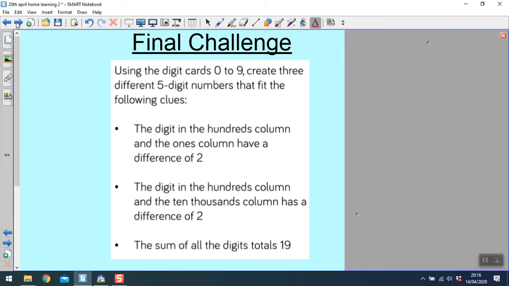So if I have 11,101, 1 add 1 add 1 add 1 add 1 equals 5. So the sum of my digits would equal 5, but they've got to equal 19. Pause the video and see if you can solve this really tricky final challenge.